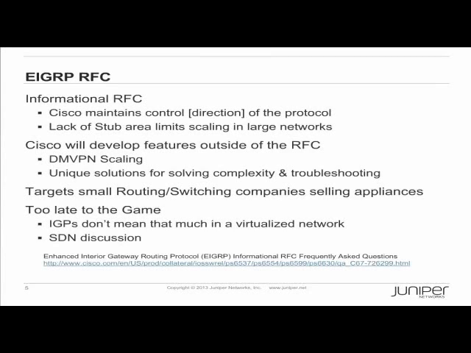All right, so let's touch on the EIGRP RFC. The presentation will be available afterwards, but I've linked Cisco's FAQ about the EIGRP informational RFC at the bottom of this slide. But essentially, Cisco is going to maintain control or the direction of the protocol. So there's some features that they've left out, the stub areas, a lot of DMVPN scaling, and things like that. And so essentially what you get is just the core EIGRP function with the EIGRP RFC.